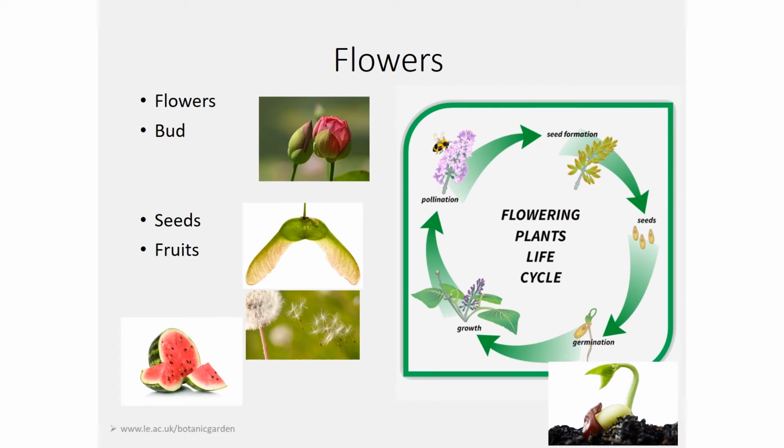All the other parts of plants you learnt from Key Stage 1 are to do with the making of seeds so new plants can grow. Flowers, buds, which are flowers before they open, seeds and fruits. However, do remember that not all plants have flowers or make seeds. They are only one of the plant groups.